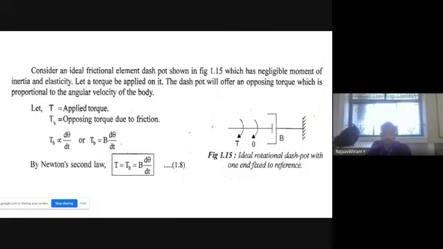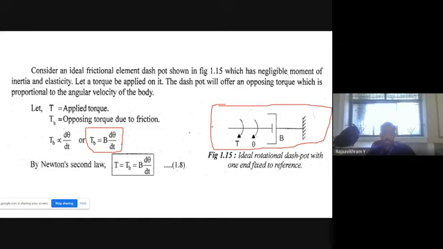It represents the dashpot element. Next we are going to discuss the dashpot element. T is the applied torque, theta is the angular displacement, and B represents the dashpot element. T suffix B represents the torque for the dashpot element. T_B is directly proportional to d theta by dt, similar to the translational system, and the constant of proportionality for the dashpot element is B. As per Newton's second law, applied torque is equivalent to opposing torque, equivalent to B into d theta by dt.